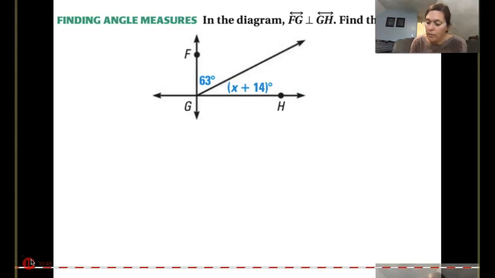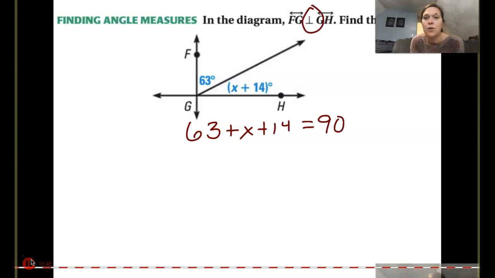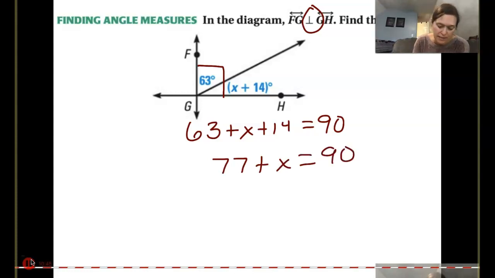Hopefully what you did is you did 63 plus x plus 14 equals what? 90. Why do I know it's 90? Well, because it told me in the directions that they are perpendicular, which makes this whole entire angle 90 degrees. So then 63 plus 14 makes 77, plus x equals 90. Subtracting 77 from 90 gets you x to be 13.